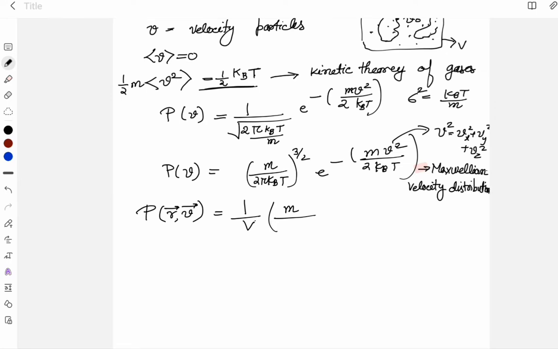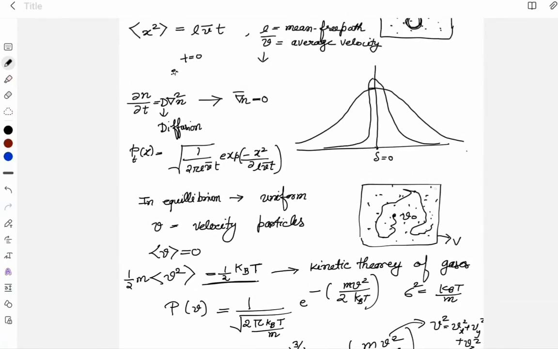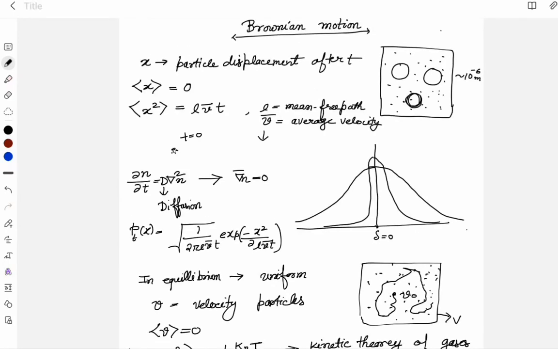Okay, so this one: (m / 2 pi kB T)^(3/2) e to the power minus half m v square by kB T. Now we are asking what if, between these nano sized particles, there are some micron sized particles present. So what will be their equilibrium probability distribution, what will be the diffusion coefficient for them, etc.